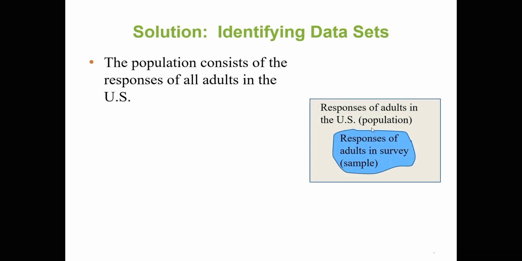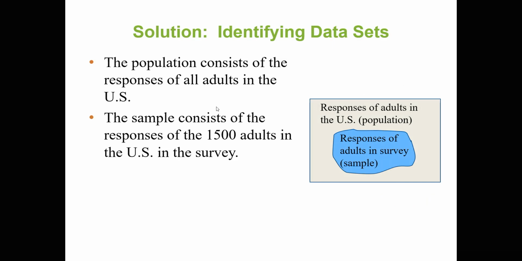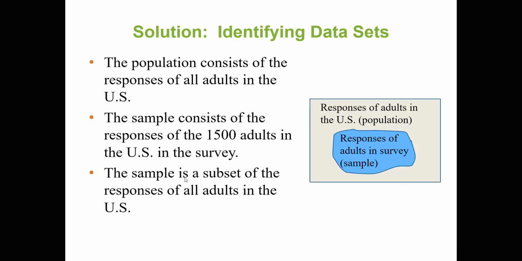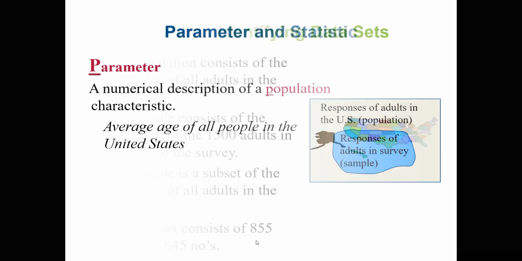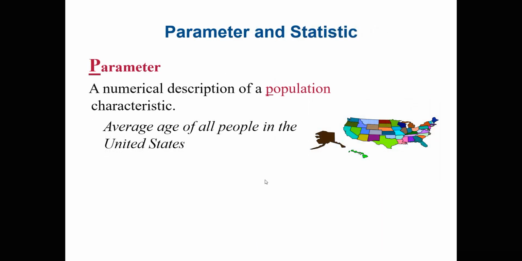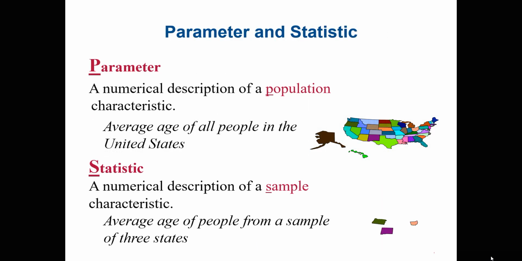Okay, now in order for us to describe it, basically the population consists of the responses of all adults in the US. The sample consists of the 1,500 that we sampled, and in the responses we can simply say the data consists of 855 yes and 645 no's. That's it. Here we move on to what we mean by a parameter and a statistic.